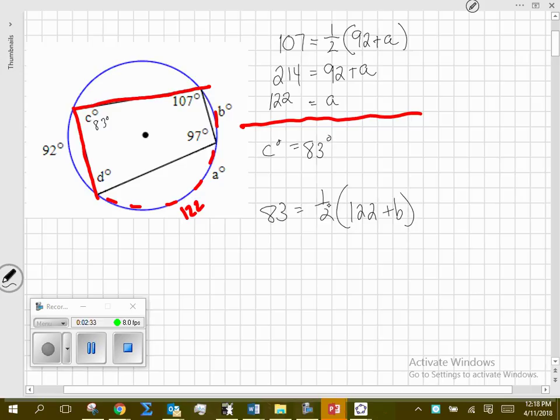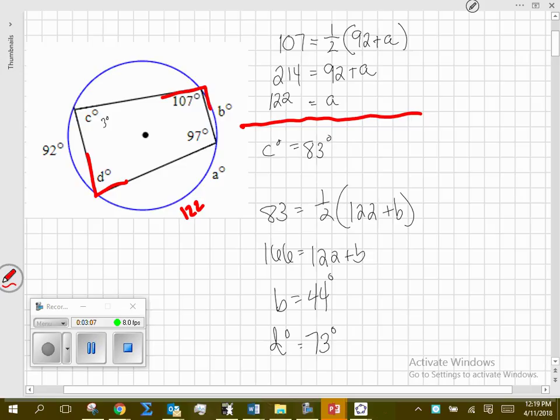Yep. So multiply both sides by 2, so that gives you 166 is equal to 122 plus B. Then you subtract 122 on both sides, so B is 44 degrees. Yep. Then to find D, you need to do 180 minus 107. So you're saying that that angle and that angle should be supplementary, so angle D should be 73 degrees.